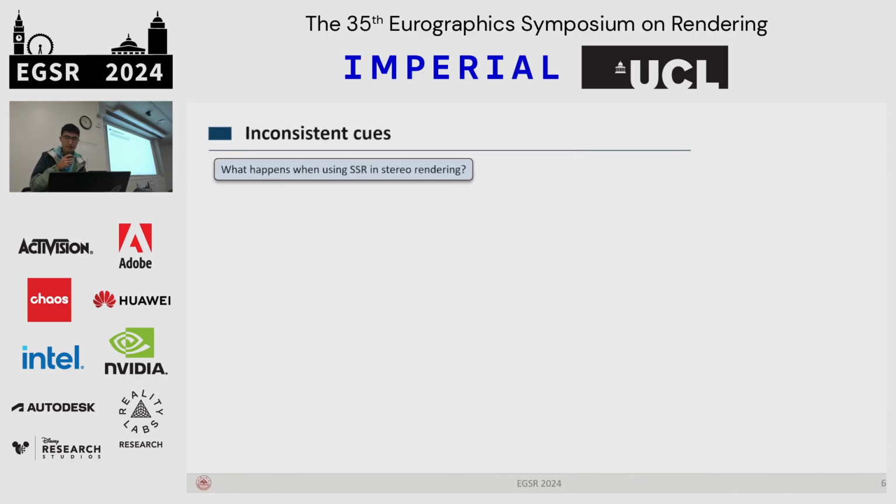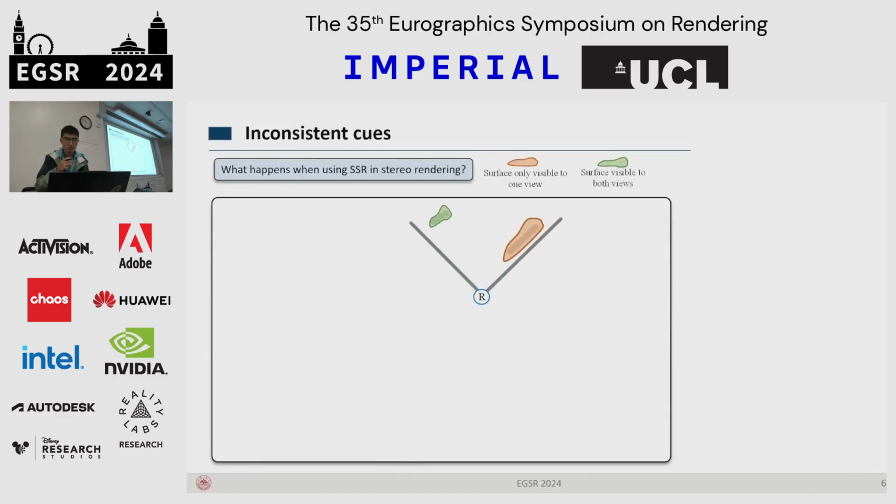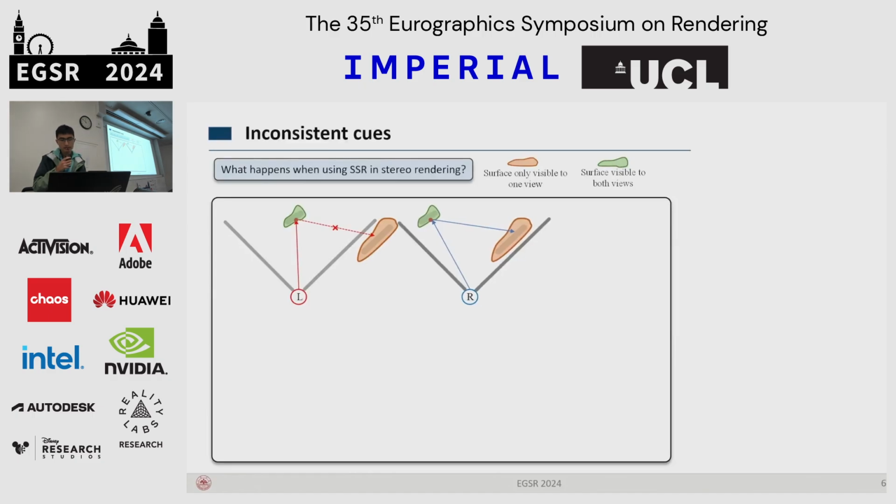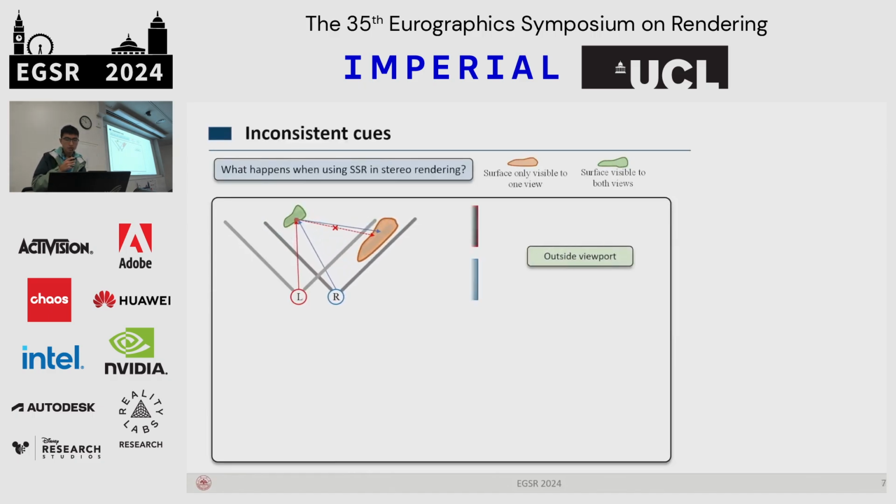There are several inconsistent cases present. One significant issue arises from geometric inconsistencies. Let's begin with the red eye. We perform screen space reflection in the red eye and obtain the correct result. However, in the left eye, if the reflected surface lies outside the view cluster, the screen space reflection result will be incomplete. We refer to this issue as the outside view problem.